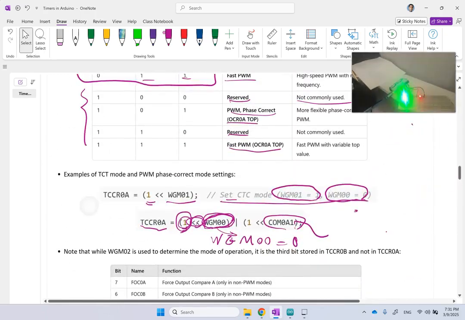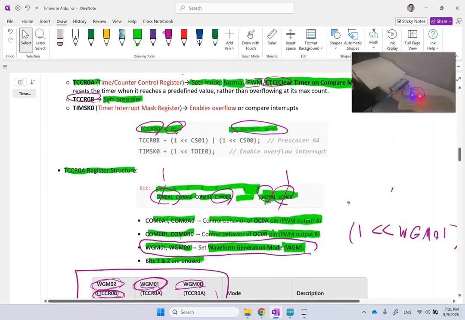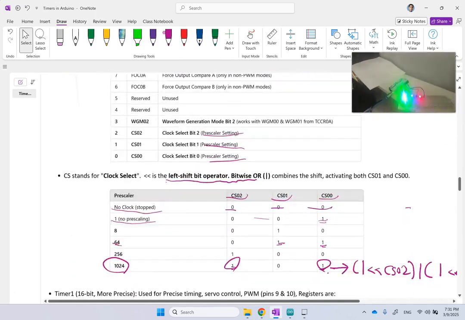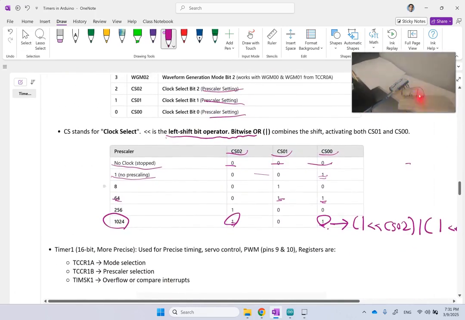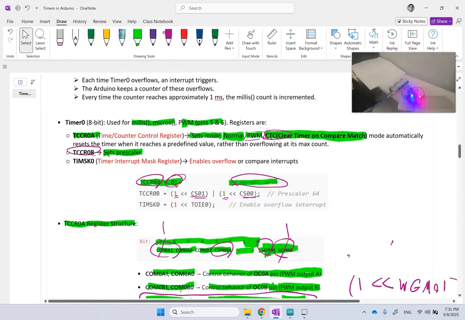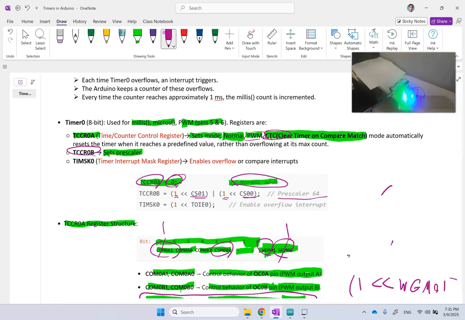Let me show you an example here for B. Here, look. You see it says the 00 is 1 and the 01 is also 1. And if you go and look at that table, you see that when the first one and the second one are both 1, the third one is 0, your prescaler is what? 64. So that comment here which says 64, you see that it's completely correct. So that is setting the prescaler, setting the mode.